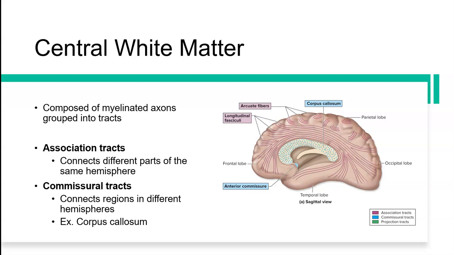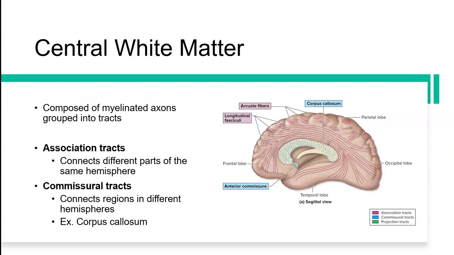The central white matter of the cerebrum is deep to the gray matter that makes up the cerebral cortex. It's made up mostly of myelinated axons that are grouped into bundles called tracts. Association tracts connect different regions of the cerebral cortex in the same hemisphere.